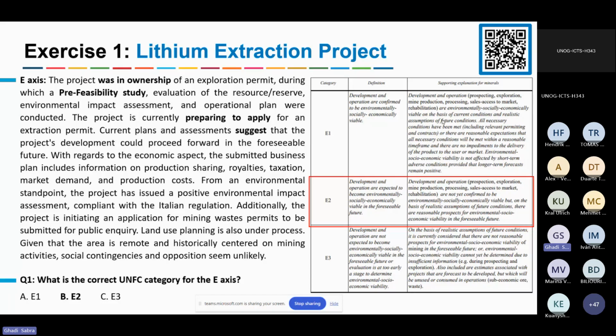So yes, the reason it's E2 is because it was in ownership. So currently no permit. It's still in the pre-feasibility study phase. It's preparing to apply, and the plans and assessments suggest development in the foreseeable future. So E2 category for this project is given.